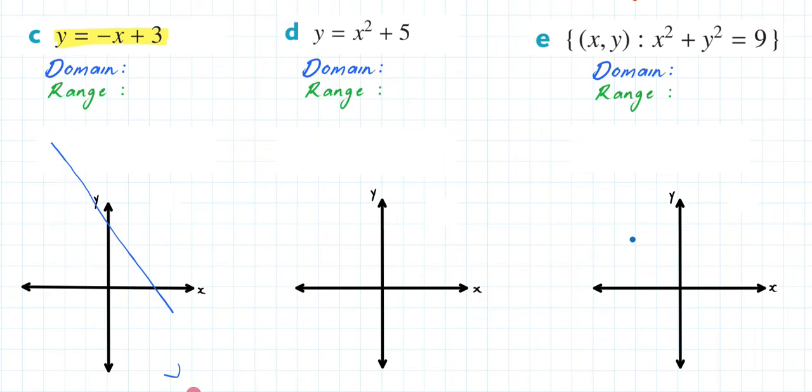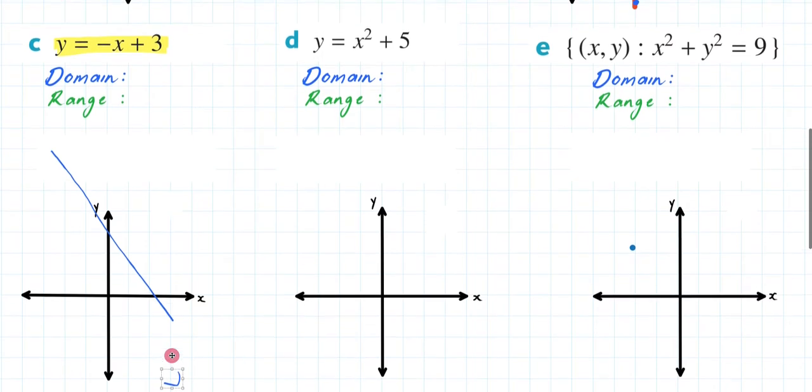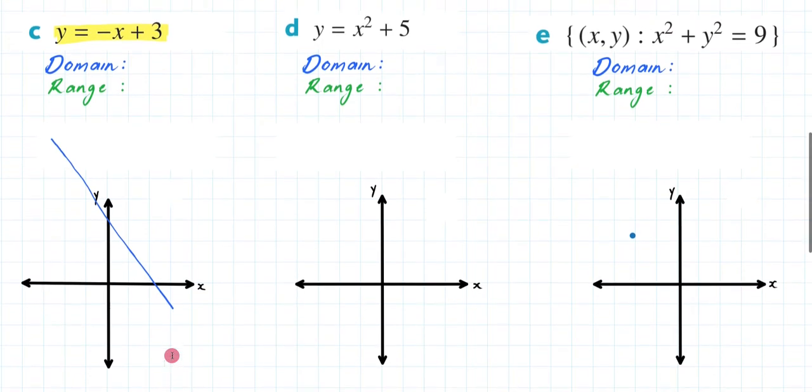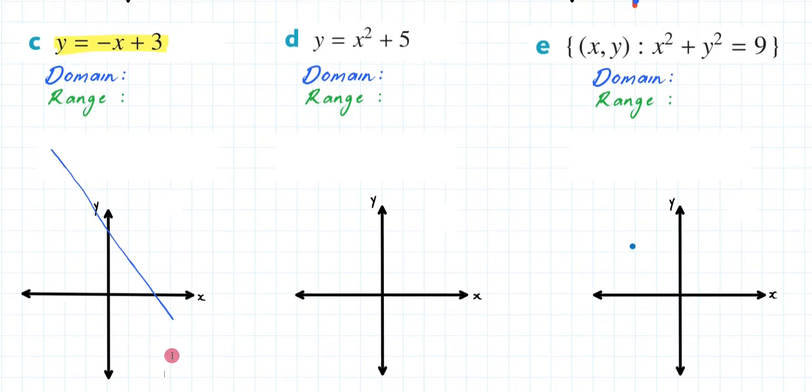Now let's figure out what my domain and range is. My domain is going to be all the real numbers, and my range also is going to be all the real numbers, because let's remember that there are arrows here. So my domain will be all the real numbers, and my range will also be all the real numbers.